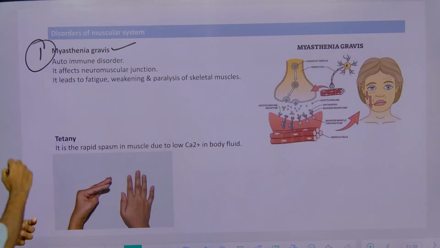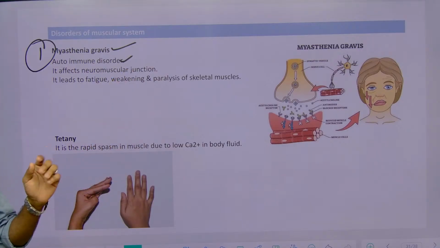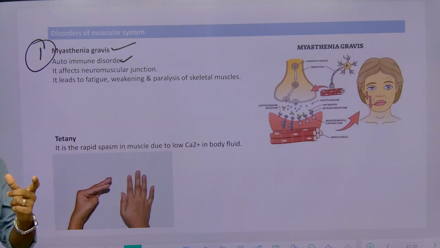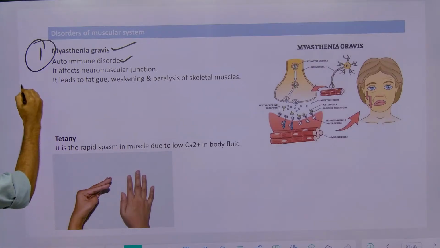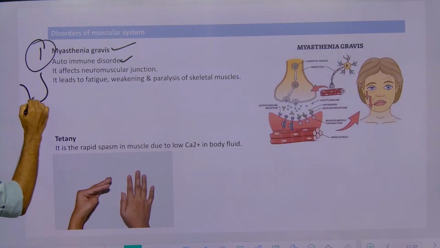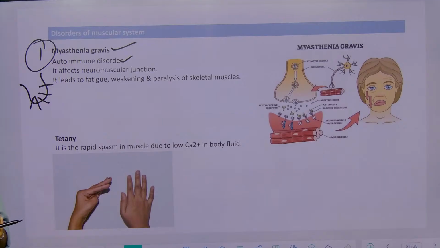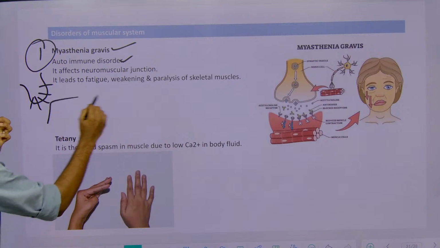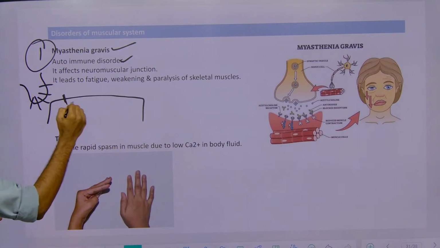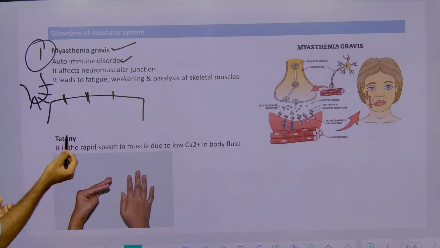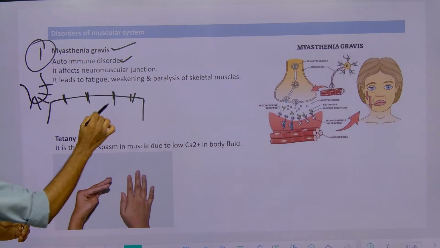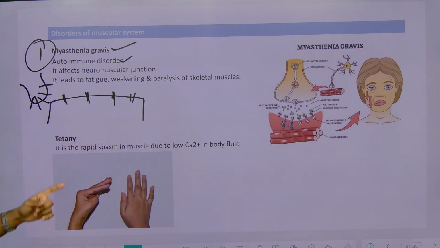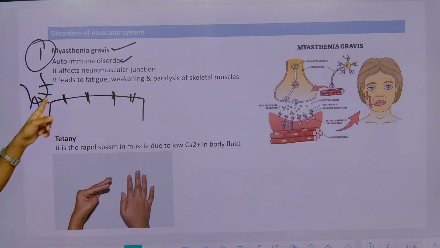Coming to the first one, myasthenia gravis. It is an autoimmune disorder. Sir, how will it come? I will explain. In muscle contraction, as I already told, there is a neuron. From this neuron, all these neurotransmitters have to be released, right? Now we have the muscle. All these neurotransmitters attach to these receptors. Suppose these receptors fail to detect this neurotransmitter, what happens?